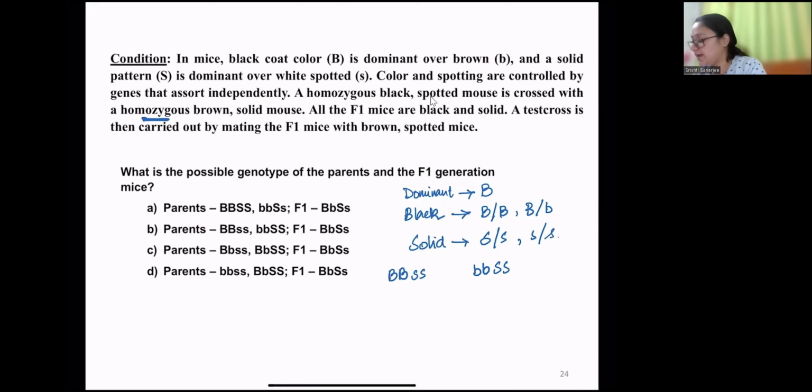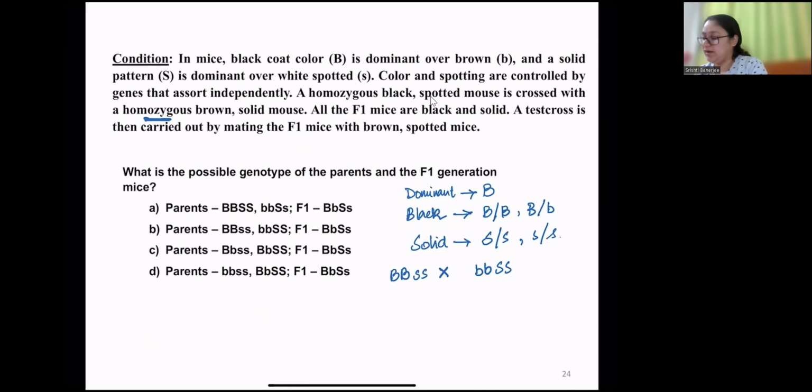Okay, so we are crossing this. Here also it's homozygous, so there's no question of anything else. Both of them are homozygous, and both the traits are homozygous in their own condition. This is the parental generation. And in the F1 generation, they are saying they're black and solid.